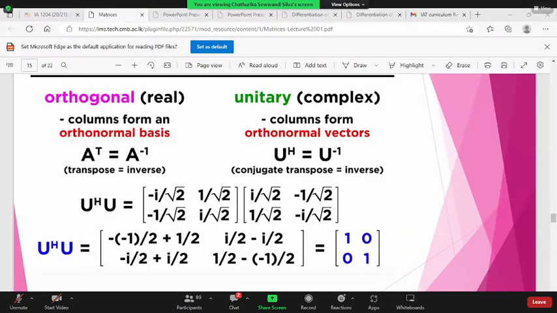Okay, so here another property is if you are going to multiply the Hermitian matrix with its original matrix, then you will end up with an identity matrix.